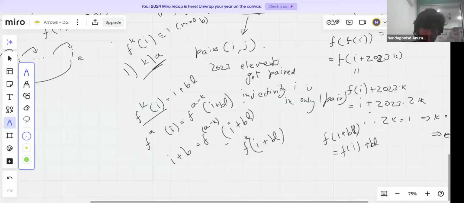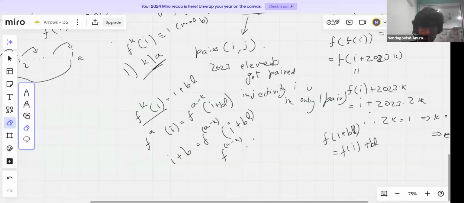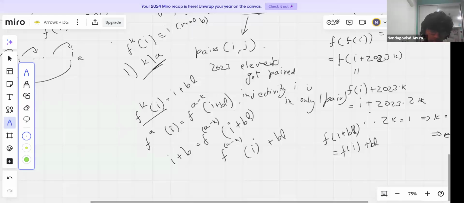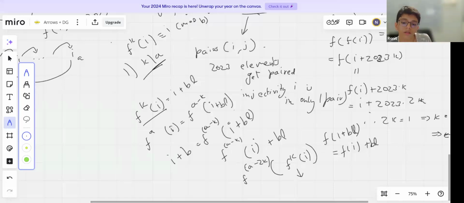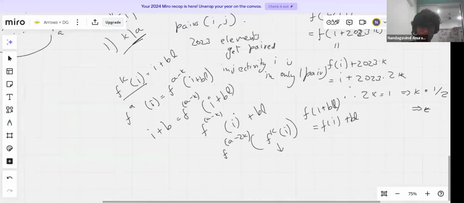So I can actually get rid of the entire bl. Basically what I'm doing is I'm taking the bl out of all of these f's, and I'm just writing f of a minus k times I of I plus bl. But now f of a minus k times I I can write as f of a minus 2k times f of k times I, right? Now I can again take bl out.